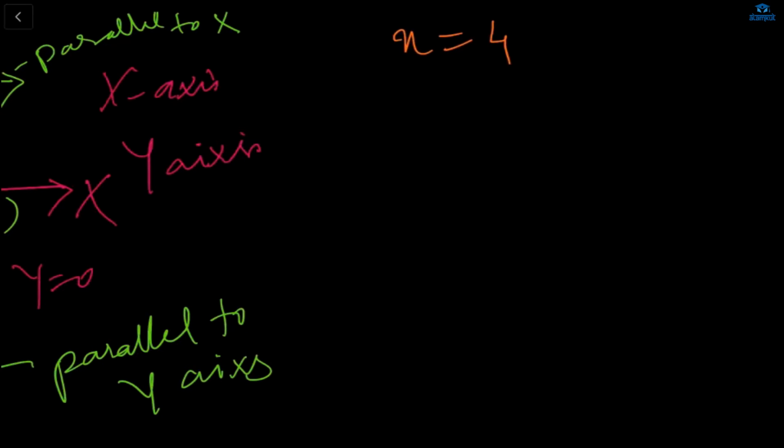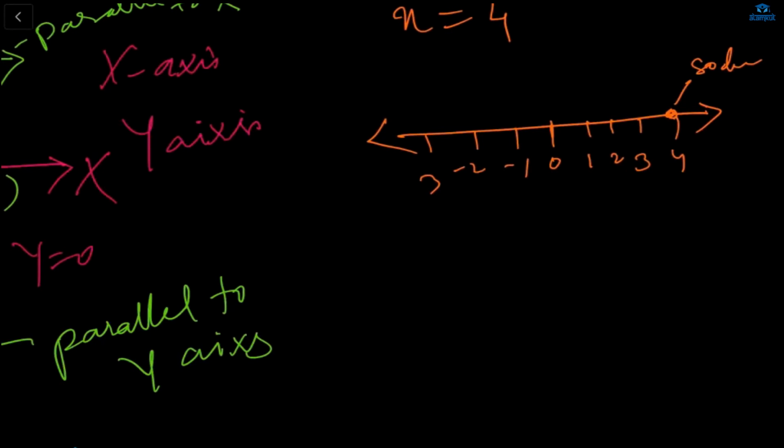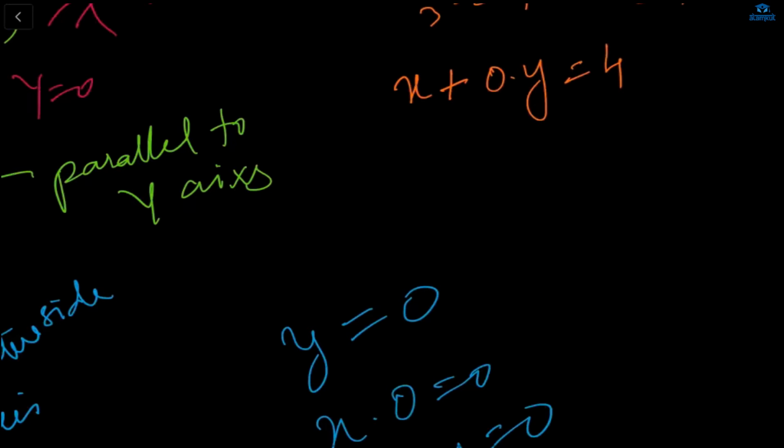If I express it as one variable, I can simply represent it on a number line: 0, 1, 2, 3, 4, minus 1, minus 2, minus 3. And x is equal to 4 is the solution. Now, if I express the same equation in two variables, I am going to write x plus 0 dot y is equal to 4. This will be the equation.